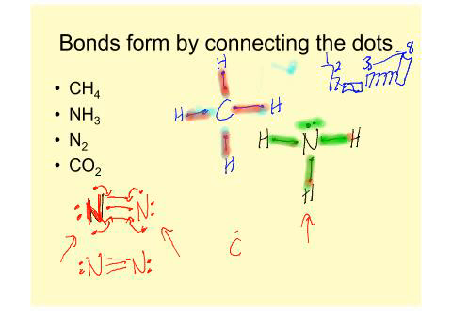CO2, carbon, 1, 2, 3, 4. Oxygen has 6. 1, 2, 3, 4, 5, 6. Notice how I aimed, again, my single electrons at each other. So connect the dots. Now, again, I have single electrons, so what I'm going to do, instead of drawing a little arrow showing they move, I can connect those dots.